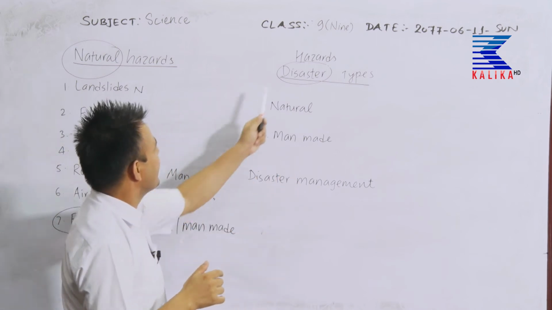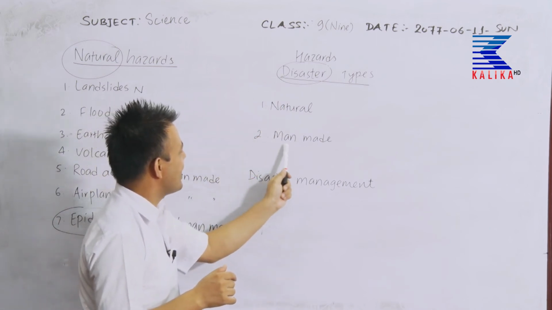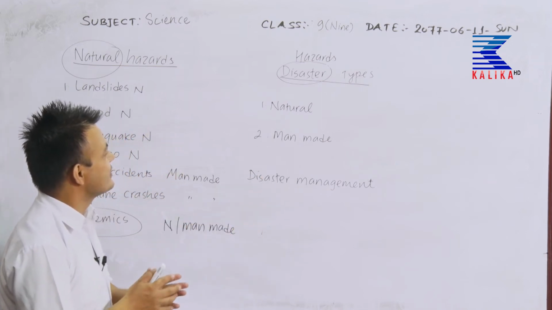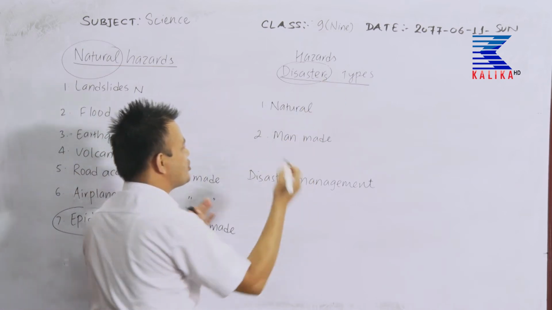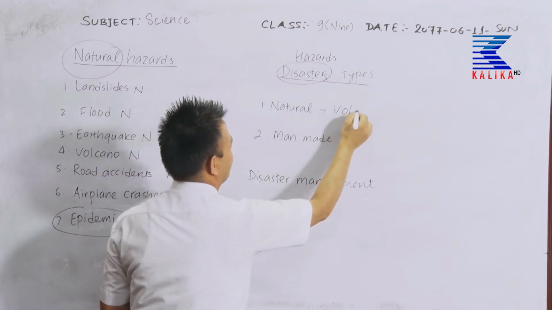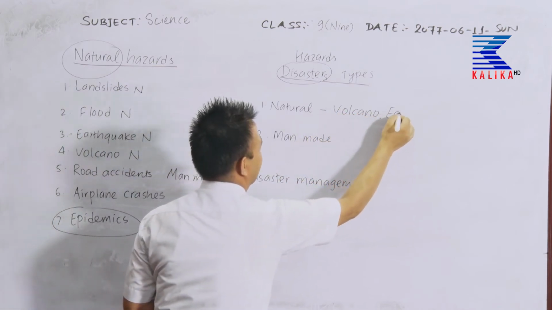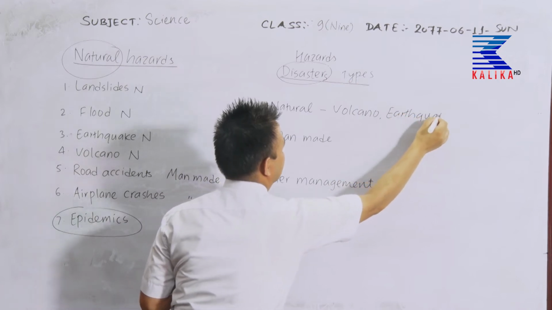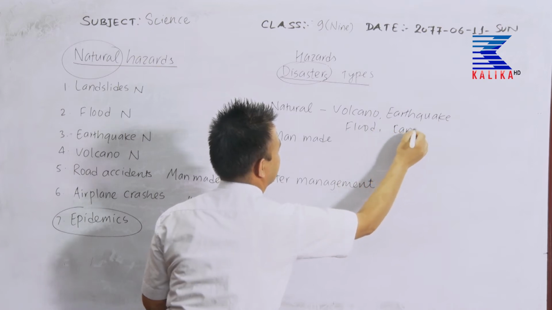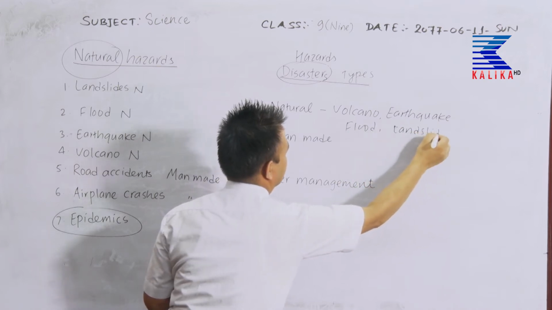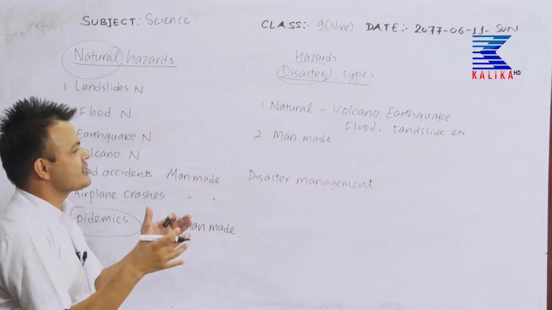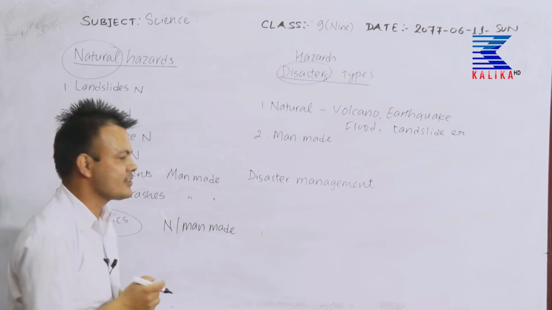Okay, good. The hazards are of two types, natural hazards and man-made hazards. Any hazards or disasters that occur naturally are called natural hazards, such as volcano, earthquake, flood, landslides, etc. And man-made, so some of the disasters or hazards occur because of human beings, such as road accidents.